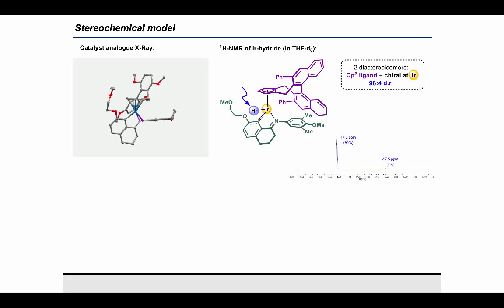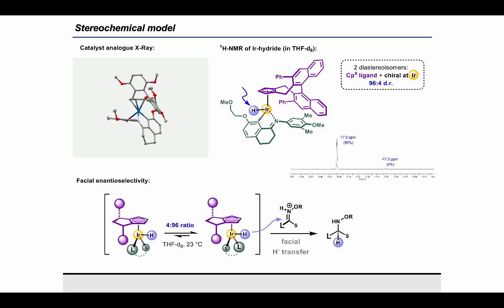X-ray analysis of a close analog gave us structural insights of these complexes in the solid state. In addition, 1H NMR analysis of the optimal active hydride species in deuterated THF revealed a 96:4 diastereomeric ratio of the complex provided by the chirality at the tetrasubstituted iridium center.